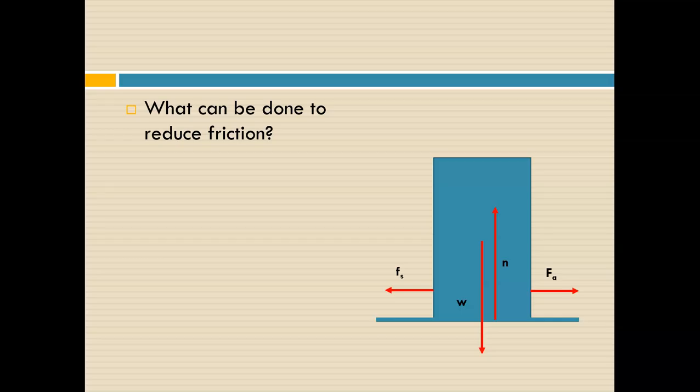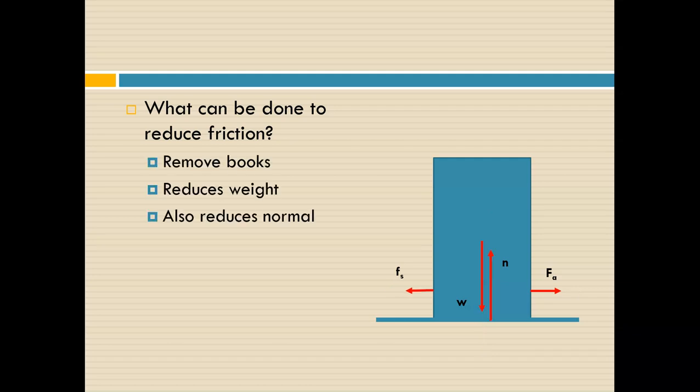Okay, so back to being college students earning money by moving bookcases around. Good question is, what can you do to reduce friction? There's essentially 3 things you can do. The first thing you could do, and which you should do, is take the books out of the bookcase. When you do that, that's going to reduce the weight of the bookcase. So as you can see, our weight force goes down.